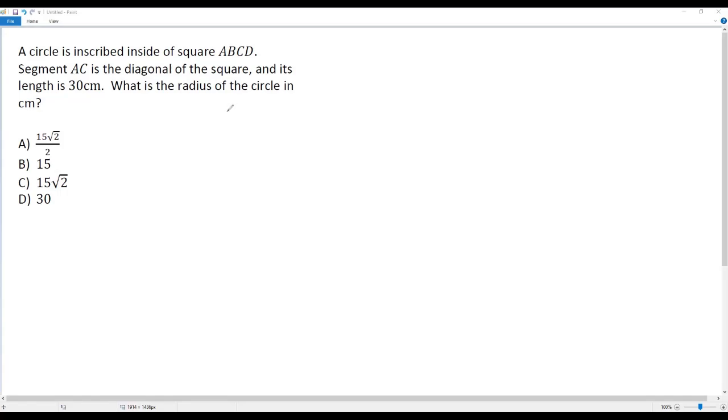Here we have a SAT math problem. Okay, let's go to the question. A circle is inscribed inside of square ABCD. Segment AC is the diagonal of the square and its length is 30 centimeter. What is the radius of the circle in centimeter?